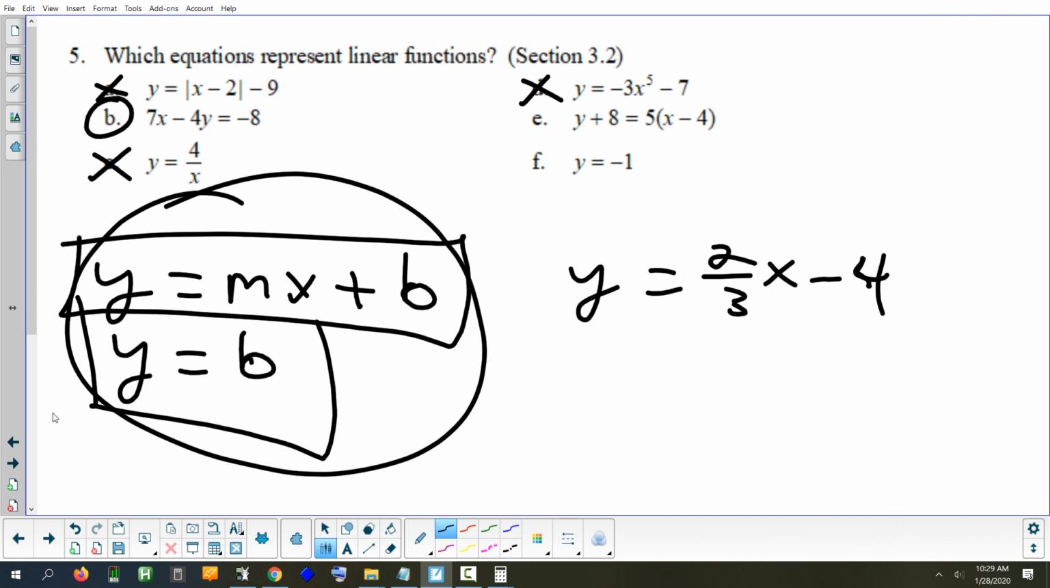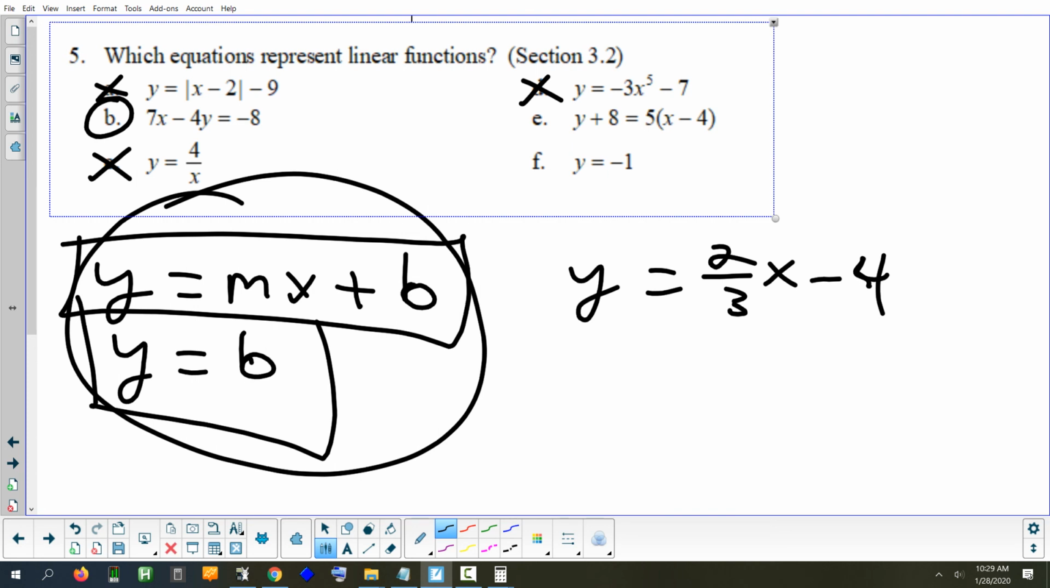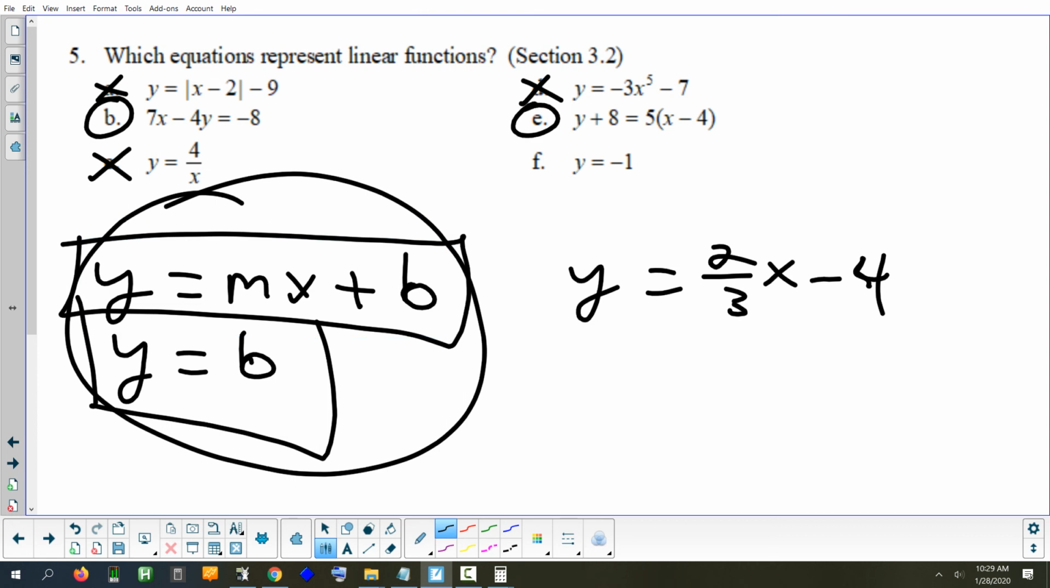How about E? Yes. This is like point slope. If you distributed the 5 and minus the 8, you could make it look just like y equals mx plus b. So E is okay. How about F? Y equals a number. That's exactly what F is.